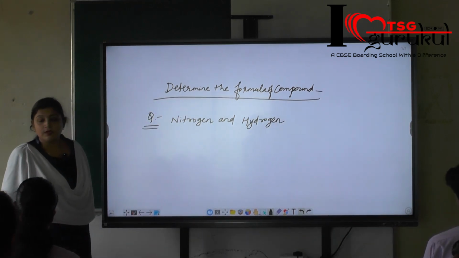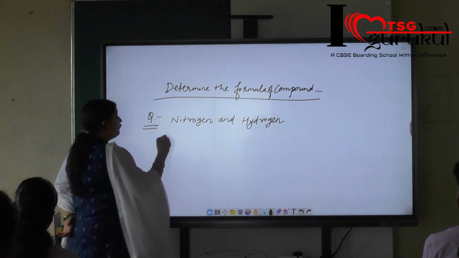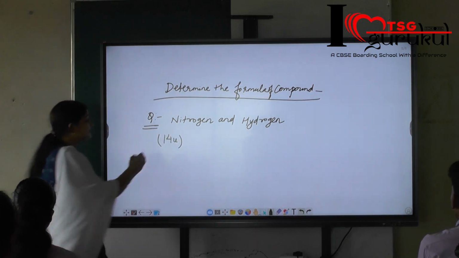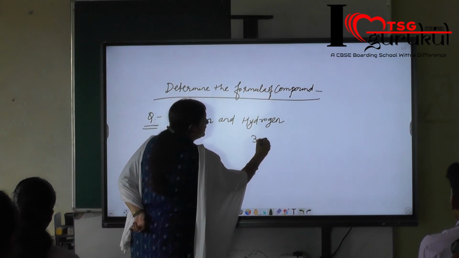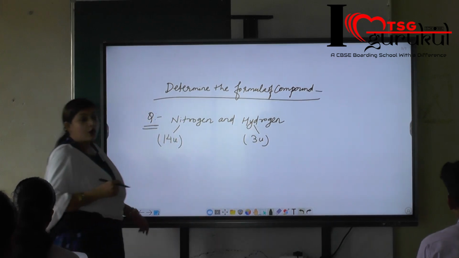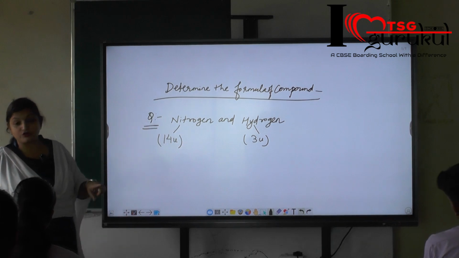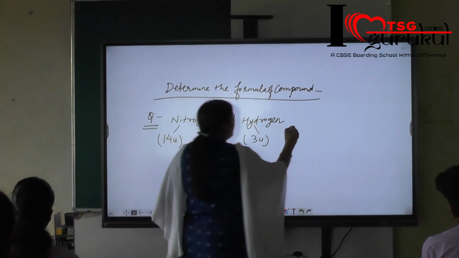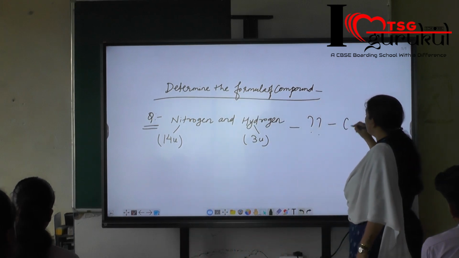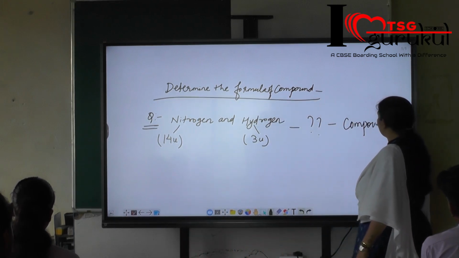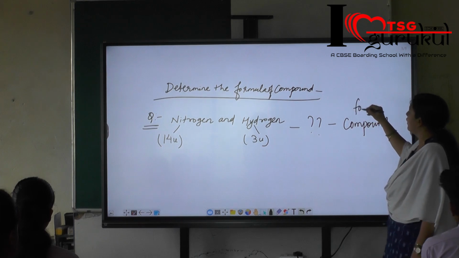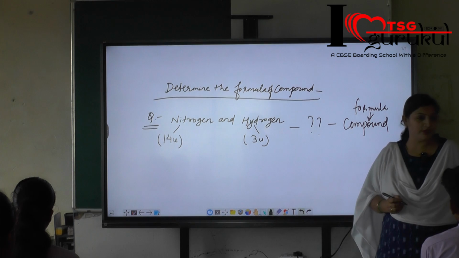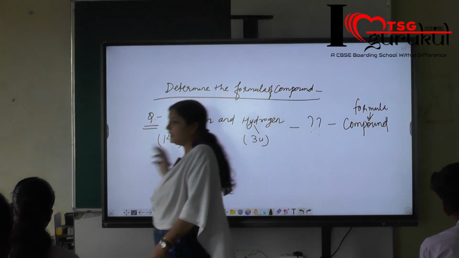Clear? Now it is saying that 14 units of nitrogen is combining with 3 units of hydrogen. How many? 14 units of nitrogen is combining with 3 units of hydrogen. Then it is asking what is the compound's formula, or what is the chemical formula of the compound. Determine how to do that. Now, what are this 14 and 3 given?